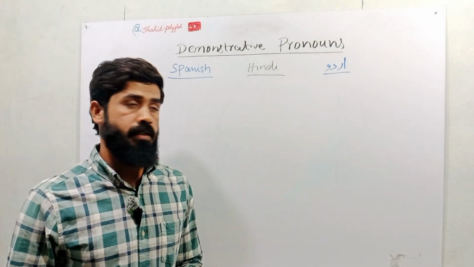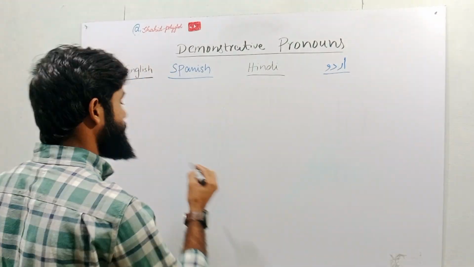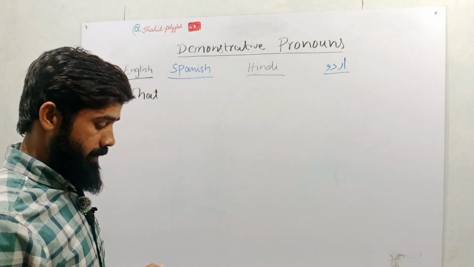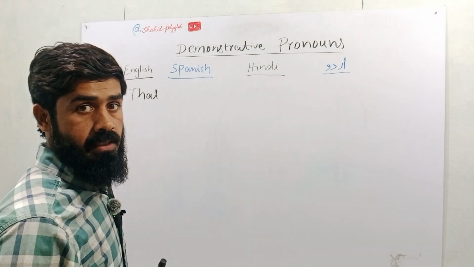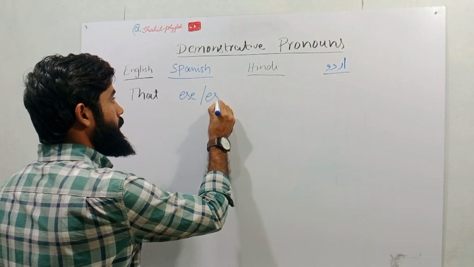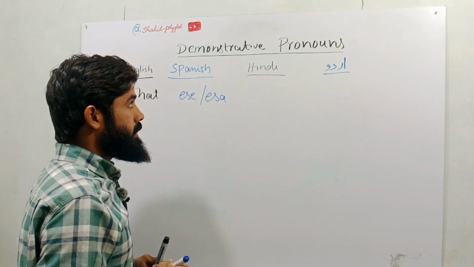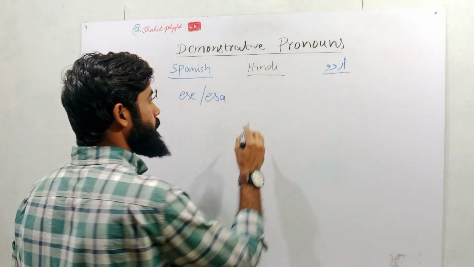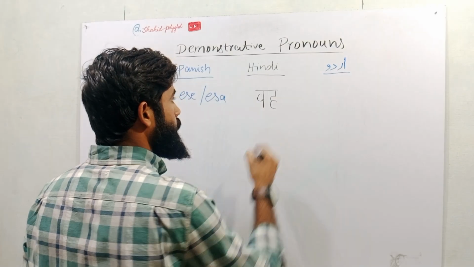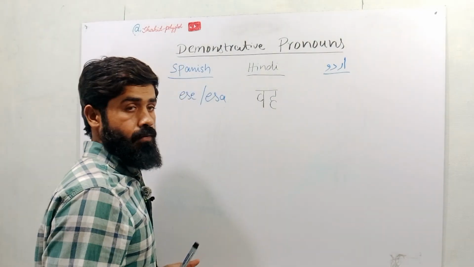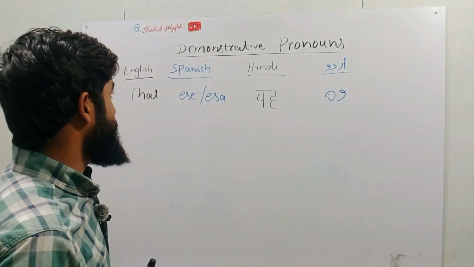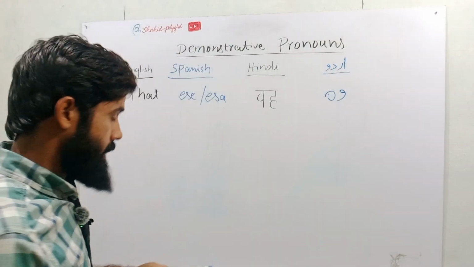So now the next demonstrative pronoun we have is that. And in Spanish, we use ese or esa. And in Hindi, we say wo. And in the same way, we say wo in Urdu, which is written as wo. Let's take the example of ese and esa.